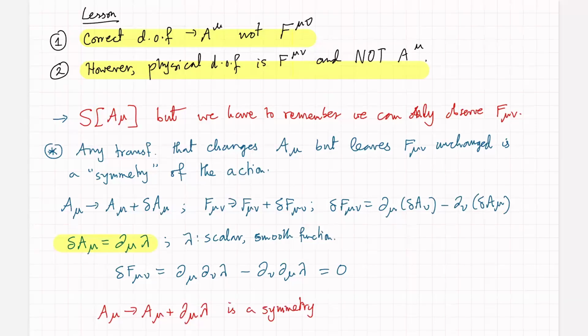And this symmetry is not an ordinary kind of symmetry that you have discussed so far, because it's not parameterized by a constant parameter. Instead, it is being parameterized by a smooth function. So understand that lambda is a function of all four coordinates, x. So there are infinitely many such transformations. And these symmetries are therefore called gauge symmetry. And occasionally they're also called local symmetries.